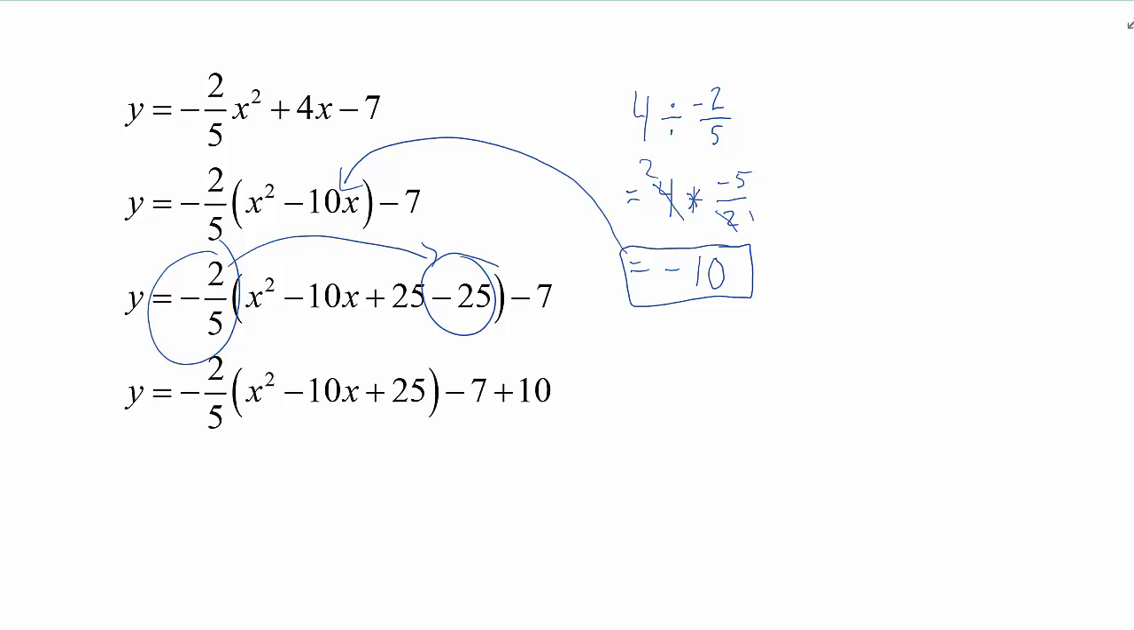And now the final stage, factoring this perfect square and simplifying the outer terms. The square root of x squared again is x, the square root of 25 is 5. I take the sign from the middle, and negative 7 plus 10 is 3. So we have y equals negative 2/5 (x minus 5) squared plus 3.